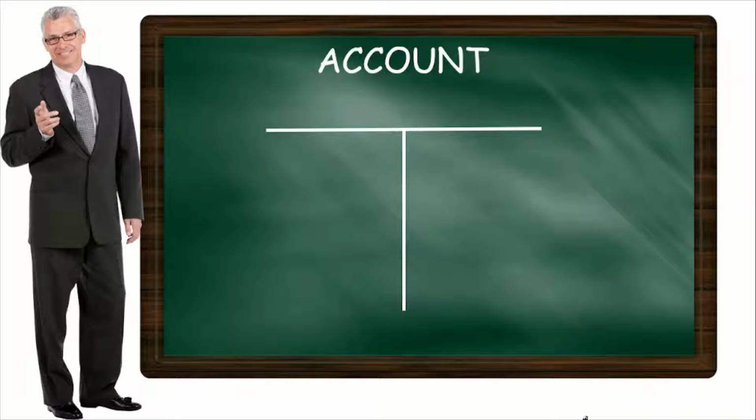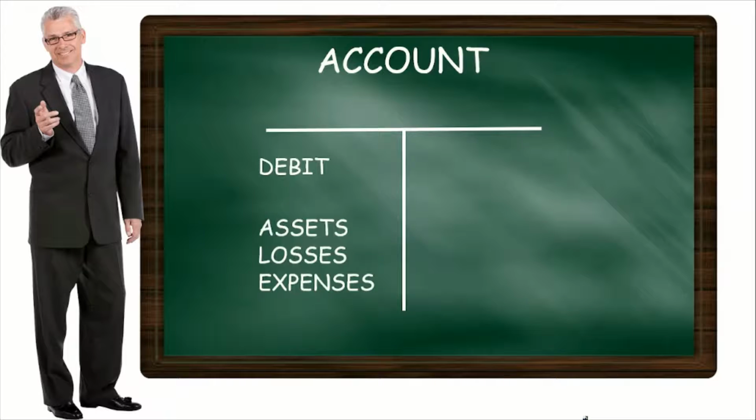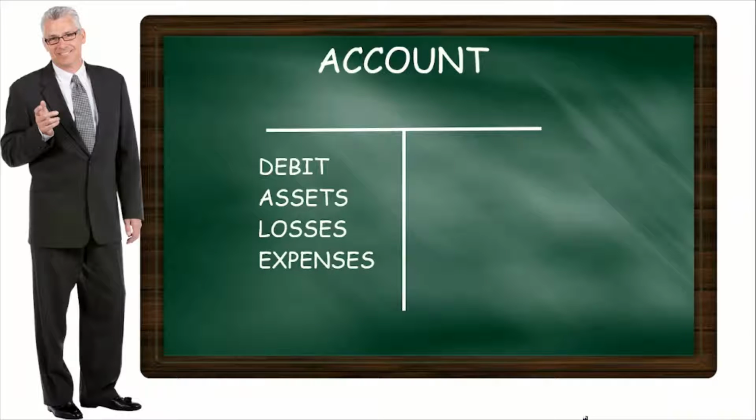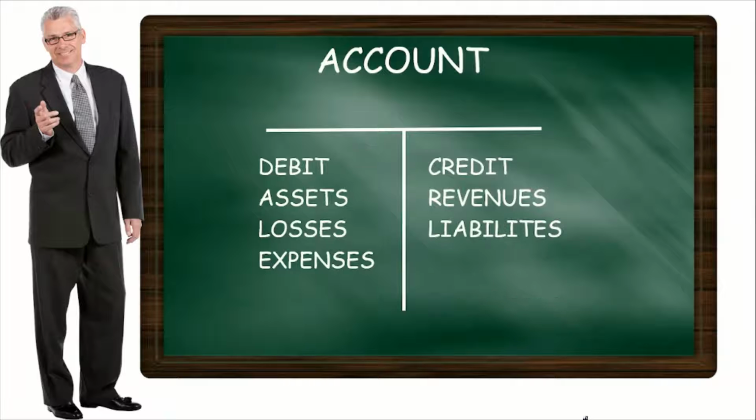It has two sides. The debit side is where you record assets, losses, and expenses. And the right side is known as the credit side. This side is where you record revenues, liabilities, profits, and capital.